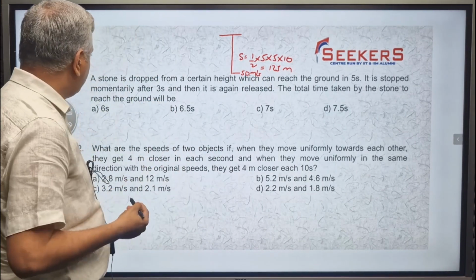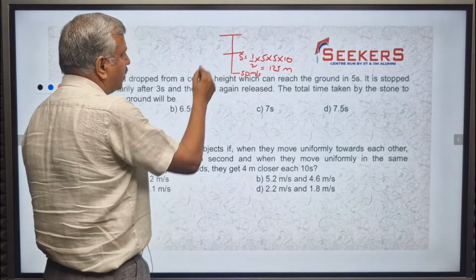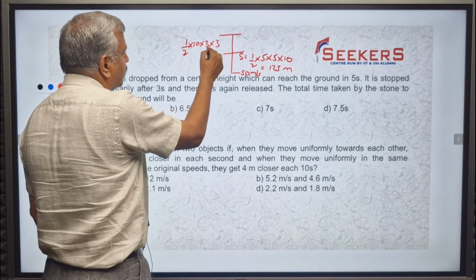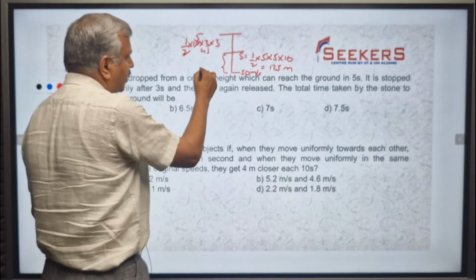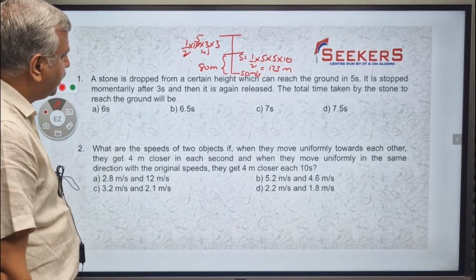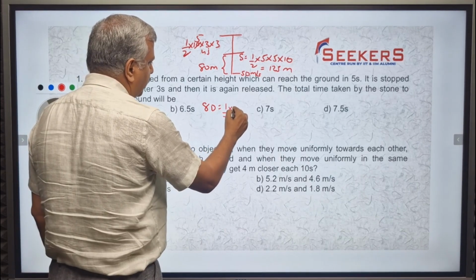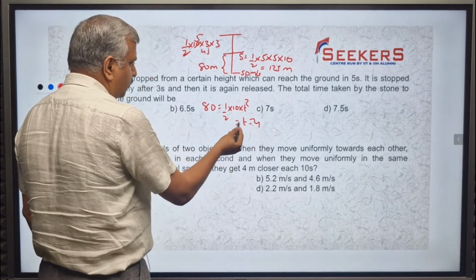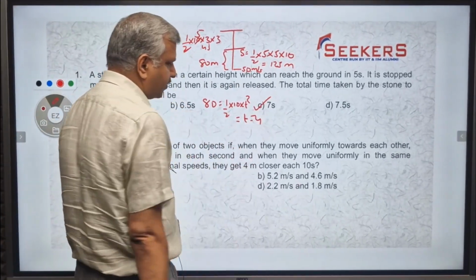Okay, then it is given to you that it was momentarily stopped after 3 seconds. So after 3 seconds it was stopped. So this will take half into 10 into 3 into 3. So this is 9 into 5 is 45. That means this distance is 80 meters. Now they are asking you the total time the stone will take to reach the ground. So again, for 80, I will say it is equal to half into 10 into t squared. So here t will be equal to 4. So 4 plus 3, totally 7 seconds. So option C is the answer.